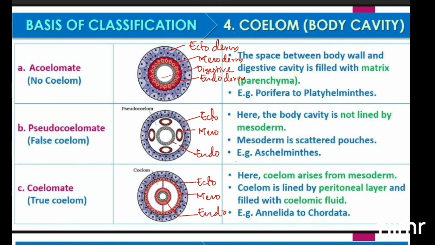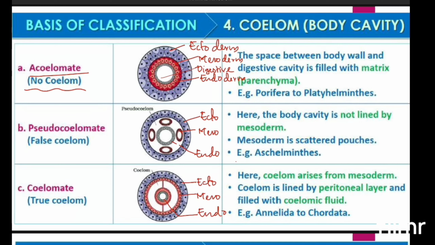If the coelom is absent, then these organisms are called acoelomate. That means there will be no coelom present in this, right? So you can see that the space between the body wall and the digestive cavity is filled with matrix, right? You can see that no coelom is present at all.